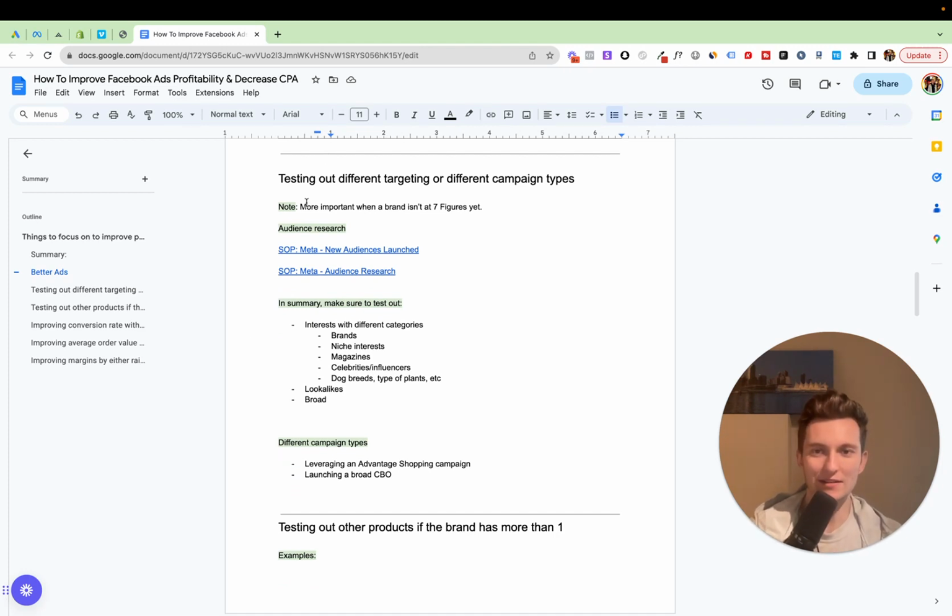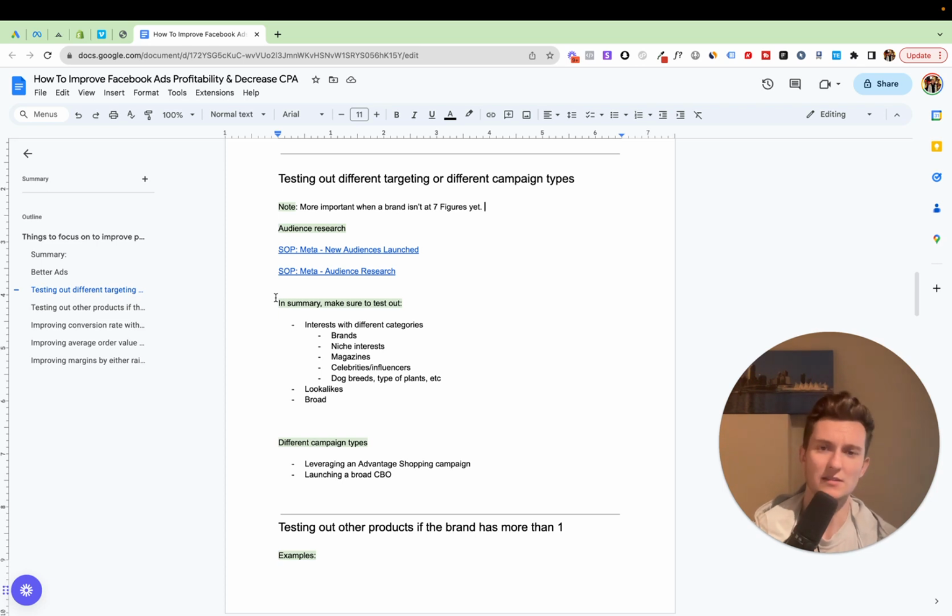Now, keep in mind, this is more important when a brand isn't quite at 7 figures yet. If you're way past 7 figures, you do obviously want to test out interest and lookalikes on the side, because it obviously generates a lot of profit. But I would say mainly going more and more broad after you're at 7 figures is a better play, to be honest, because at that point, especially for Facebook ads, you have so much data that they just know your audience extremely well. So it's more helpful to go more and more broad as you scale up. But with that being said, it is always good to work these into your strategy.